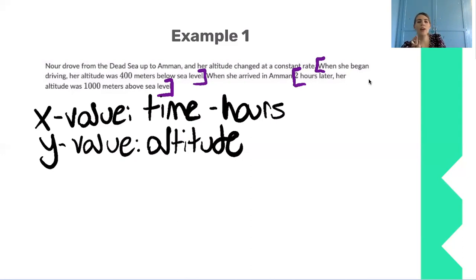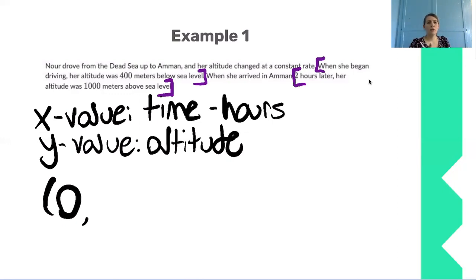So now that I've defined my X and my Y value, I'm going to look at the two statements I've highlighted. So it says when she began driving, her altitude was at 400 meters below sea level. So thinking through this like a coordinate, when she began driving represents hour 0. So that would mean my X value is 0.